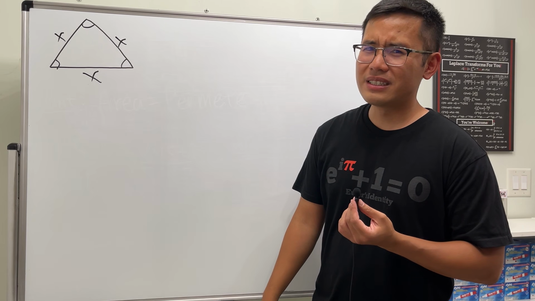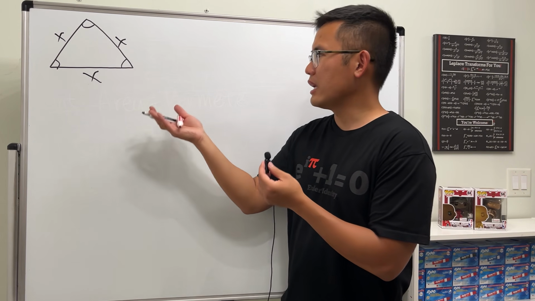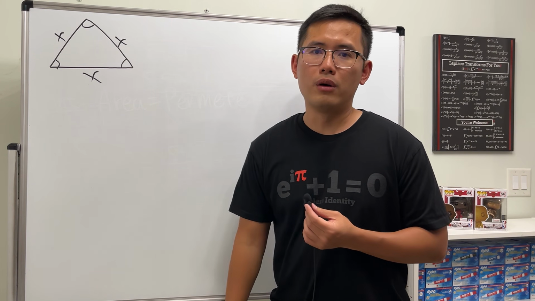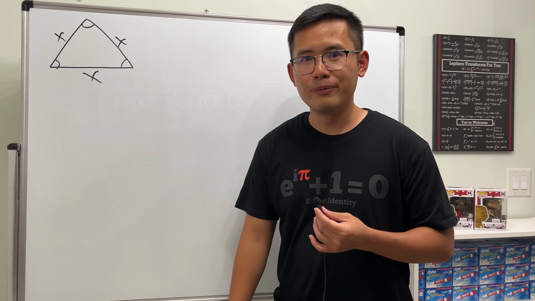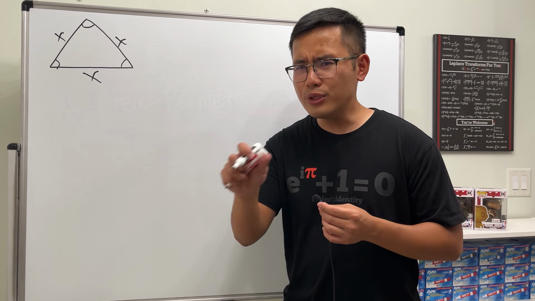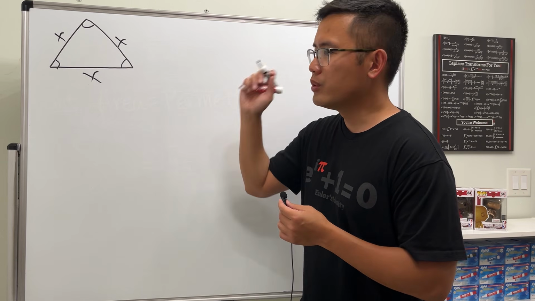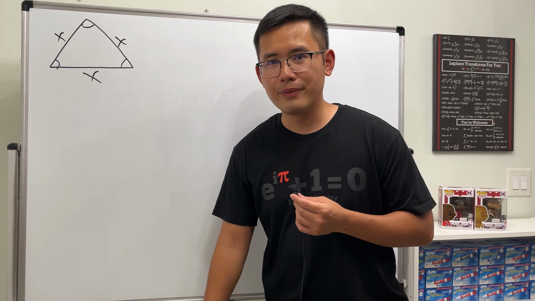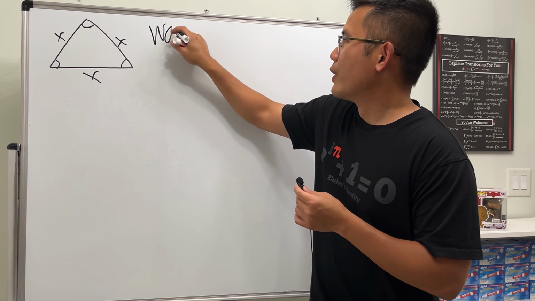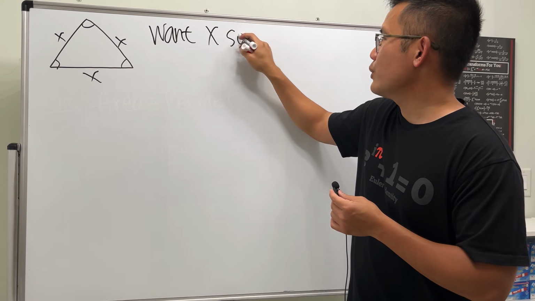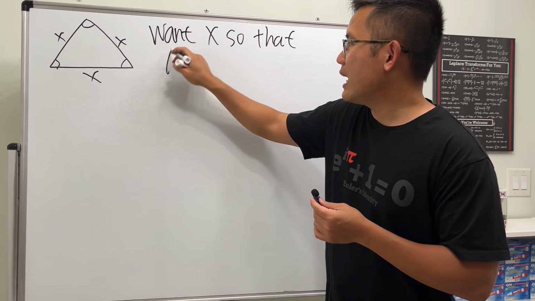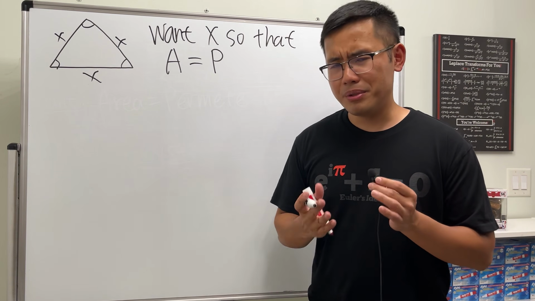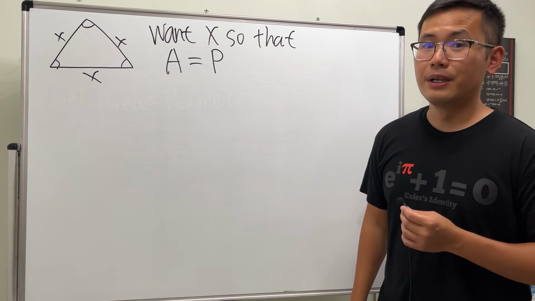Have you ever thought about if it's possible to have a triangle like this so that its area and its perimeter are equal, ignoring the units? Because I know the units will never be the same. But just look at the numerical value. Let's say the area is 2 and the perimeter also happens to be 2. Just don't look at the units though. But anyway, the question is we want x so that the area is equal to the perimeter. And you know the deal, please pause the video and try this first.